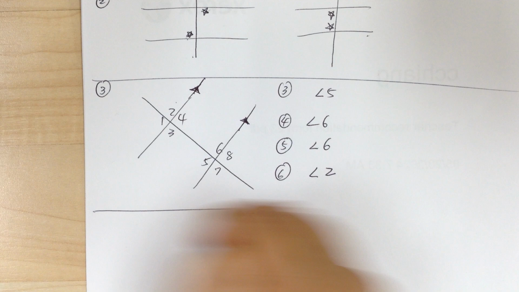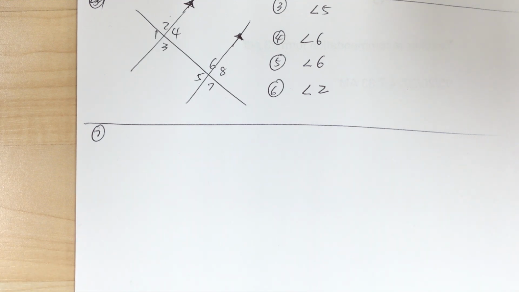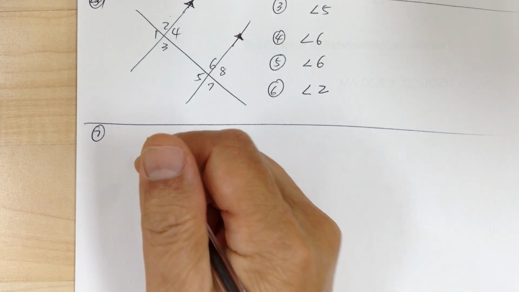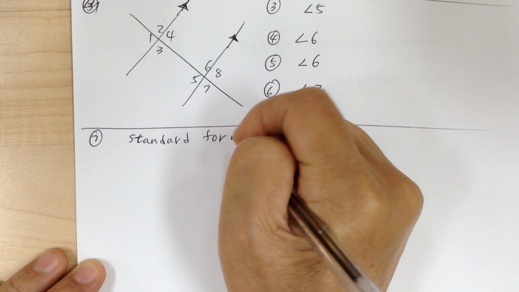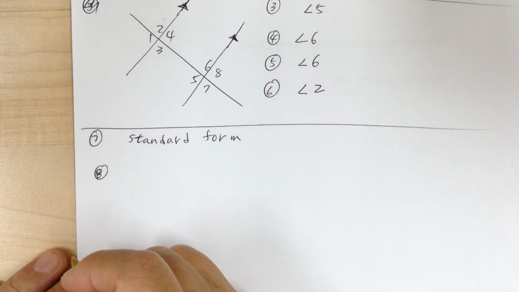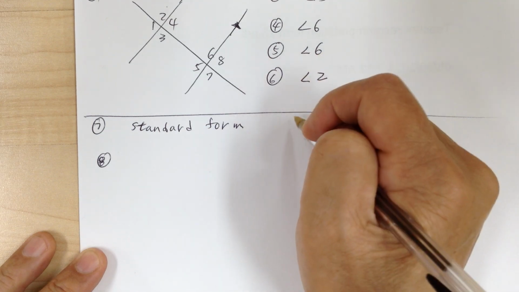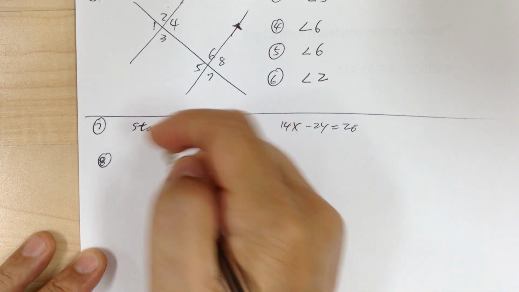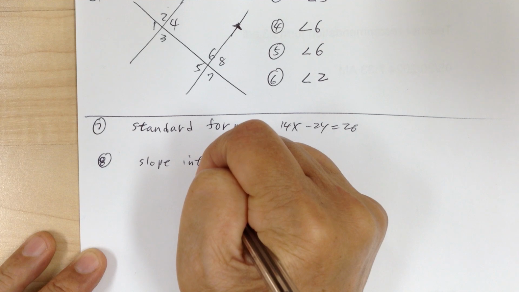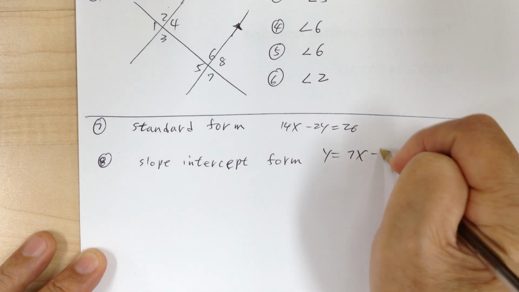Let's go to number 7. Identify the form of the equation as slope intercept form or standard form. Number 7 is standard form. Standard form is when you have the x and the y on the same side. Number 8, this is 14x minus 2y equal to 26. Number 8 is slope intercept form, which is when you have y equal to 7x minus 13.